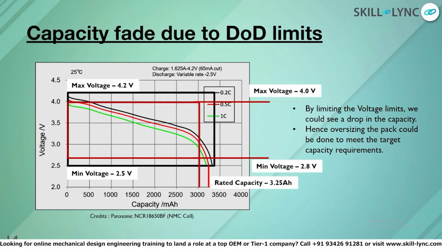Now let us understand that with a pictorial representation. How do we get a capacity fade due to the DOD limit? We have assumed an NMC cell which has a minimum voltage of 2.5 volts, a rated capacity of 3.25 Ah, and a maximum voltage of 4 volts. Now we have assumed a voltage cutoff of 2.8 volts. That means we have programmed the BMS to have a minimum voltage cutoff at 2.8 volts, which makes the usable capacity 3.3 Ah only.